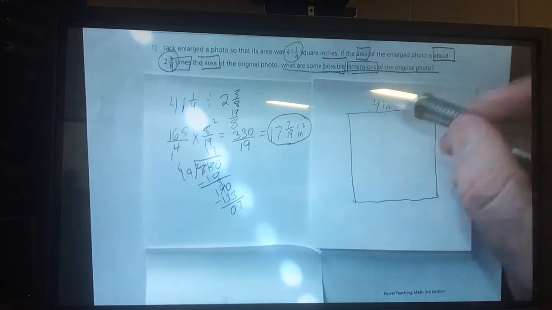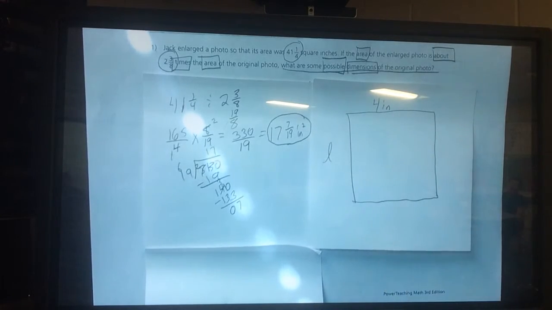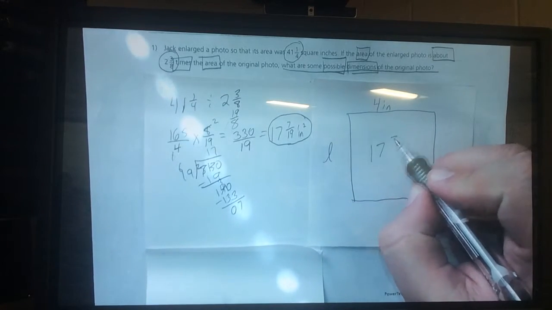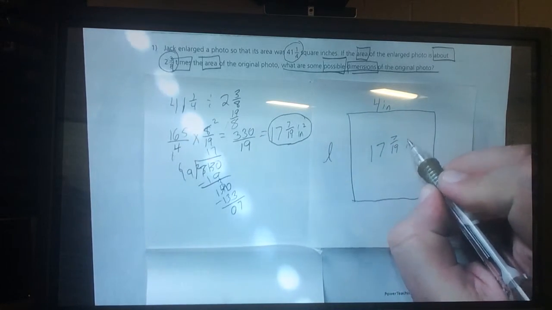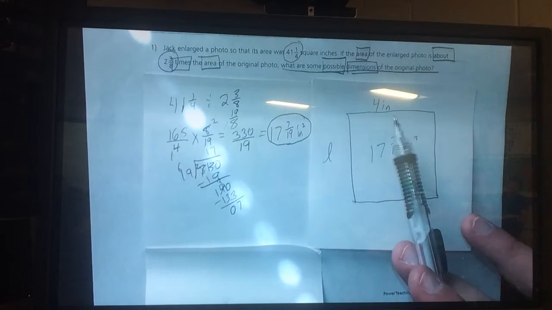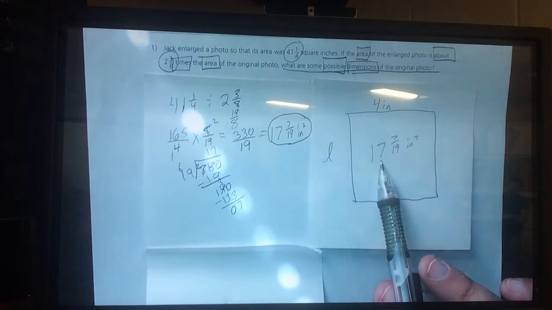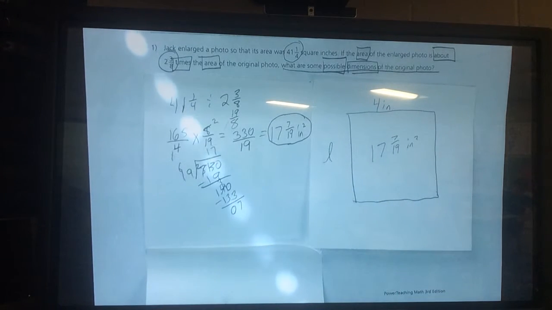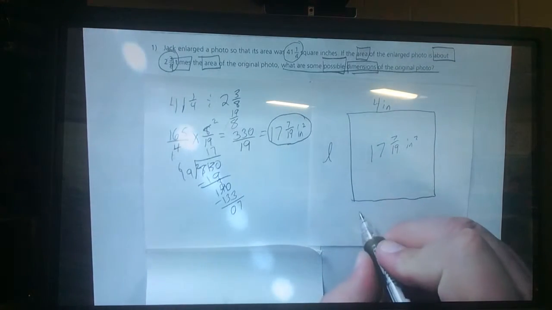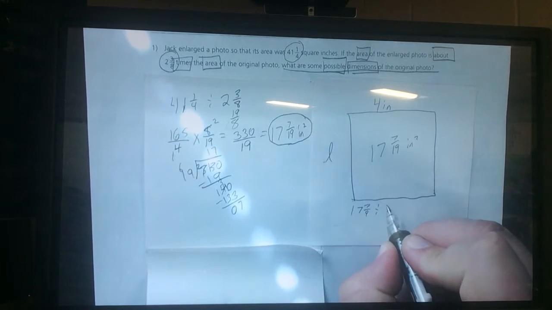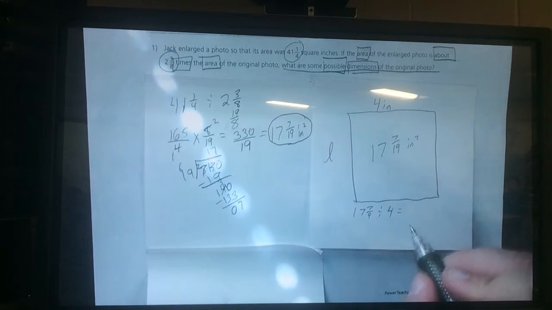Now I got to figure out what the length is. I got to figure out what is the length if the size of the original photograph is 17 and 7/19 inches squared. The way you figure that out is you have to divide, because L times 4 gives us this answer, then we're going to have to divide this answer by 4 to find out what L is, what the length is. So I would write this problem as 17 and 7/19 divided by 4, and that will tell me what the length is.